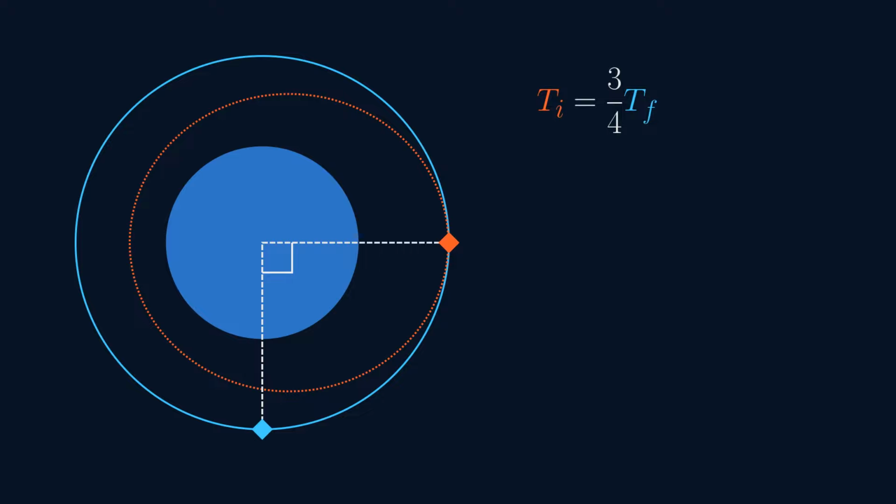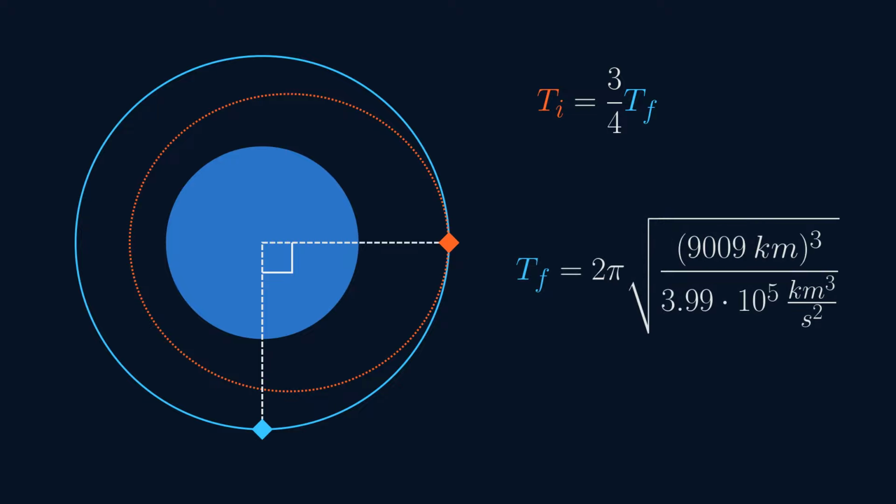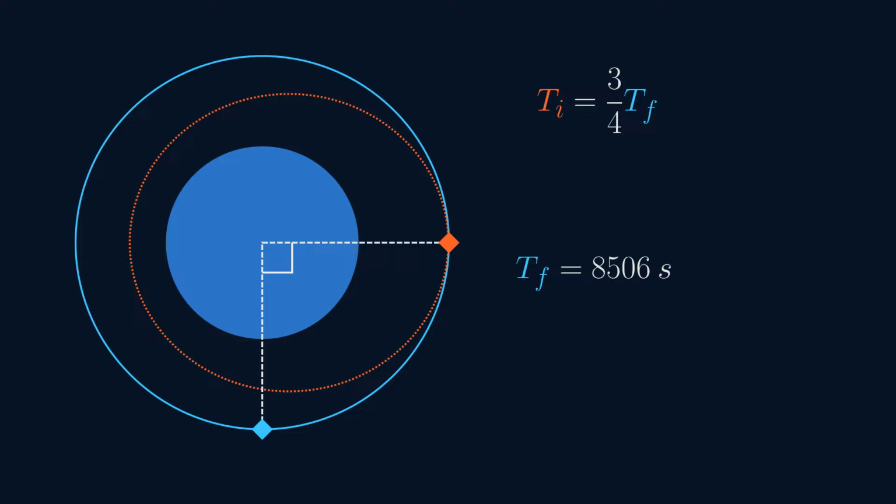We can calculate the orbital period of the final orbit using Kepler's law of periods. Here, A sub F is the semi-major axis of the orbit, and mu is the standard gravitational parameter of Earth. Inserting these values into Kepler's law of periods, we find an orbital period of 8,506 seconds, which is about 2 hours. From this, we can find that the period of the initial orbit is 6,340 seconds.